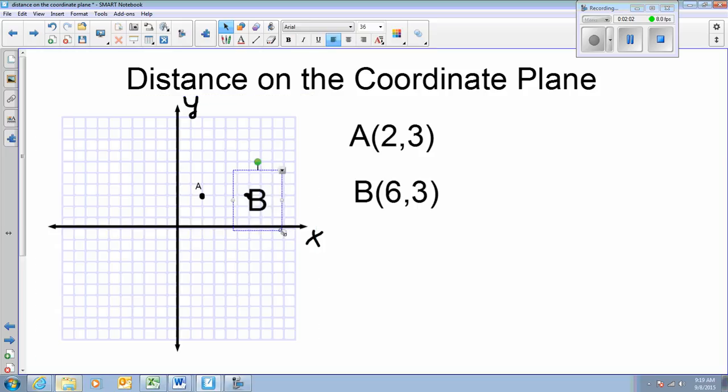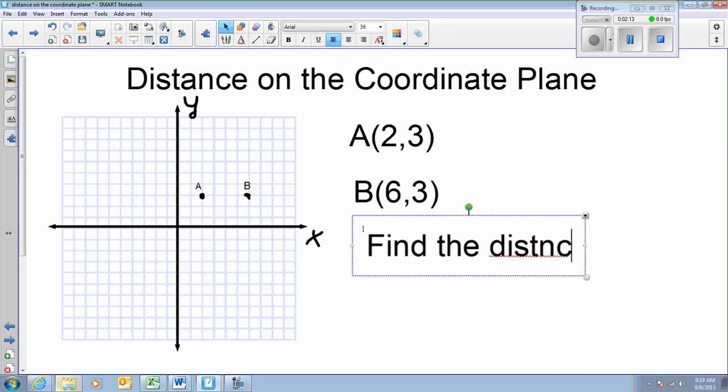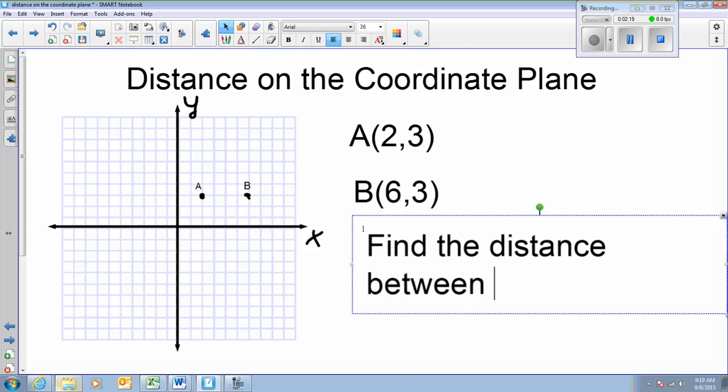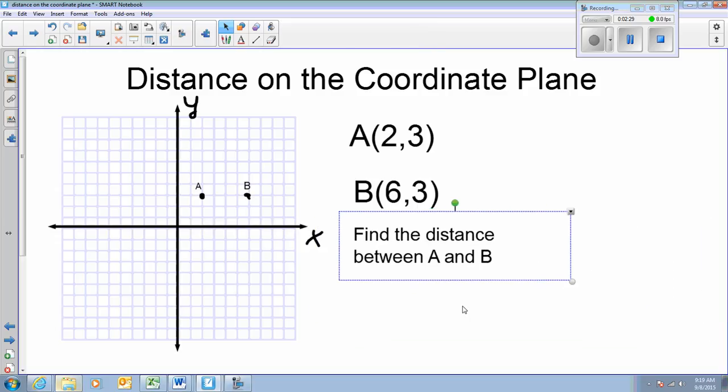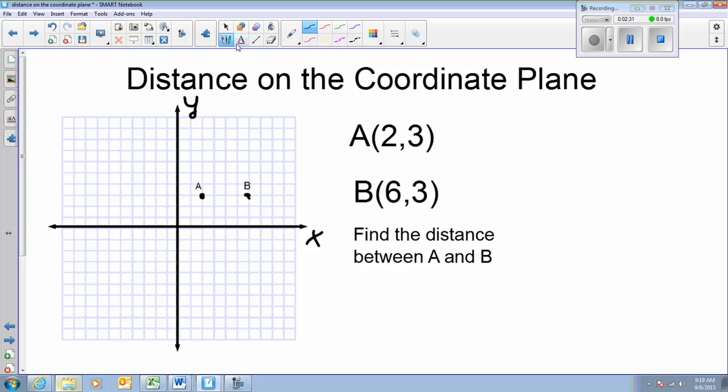Okay, so now what we want to find today is the distance between A and B. I think it's really easy if I say find the distance between A and B. All we have to do to find the distance between A and B is just to see how many spaces are between. Again, I'm always counting spaces. So if I want to get from A to B, I go 1, 2, 3, 4. See, there are 4 spaces in between. So the distance between A and B is 4.